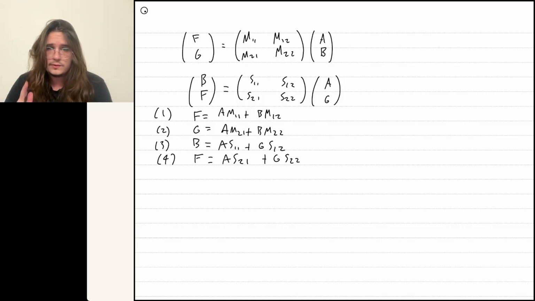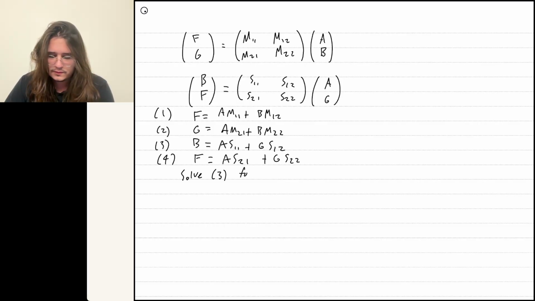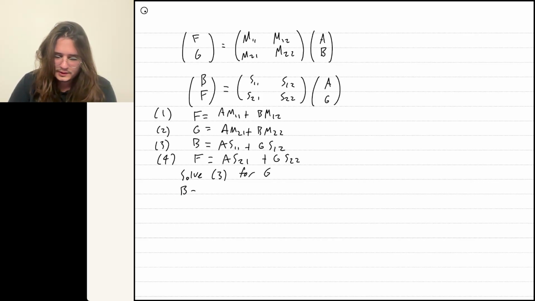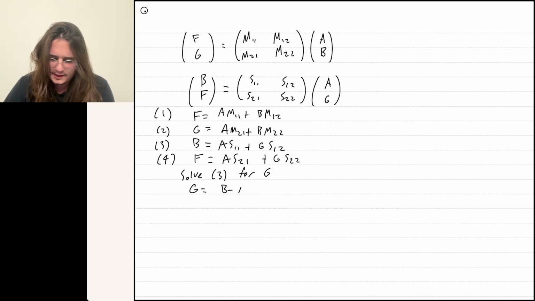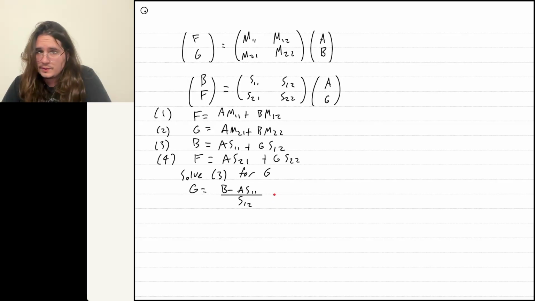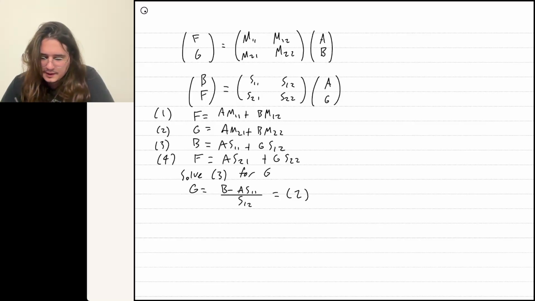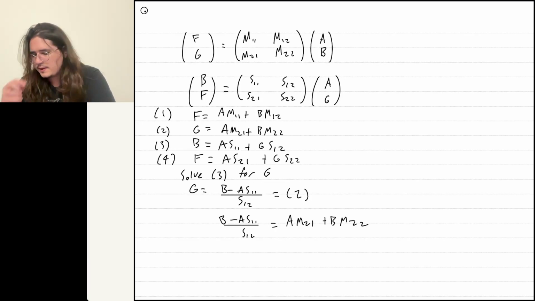So the first thing that we're going to do is solve equation 3 for G. Let's just go ahead and solve it quickly. G equals B minus A S11 all over S12. This is useful because equation 2 also has equal to G, so we'll just set this equal to equation 2. So we get B minus A S11 over S12 is equal to A M21 plus B M22.